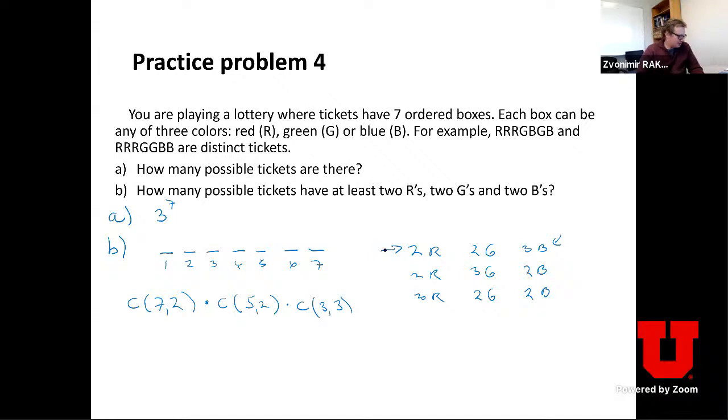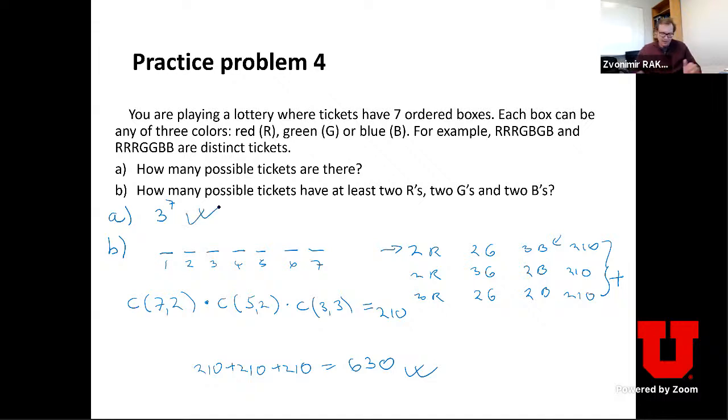You can calculate this out, and I'm running out of time, so do this at home. This ends up being 210. So we have 210 for the first case, 210 for the second case as well, and 210 for the third case. And then the total number is the sum rule applied here. So you're going to get 210 plus 210 plus 210, which is equal to 630. Okay.